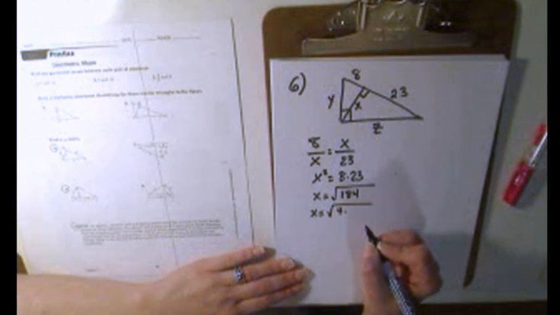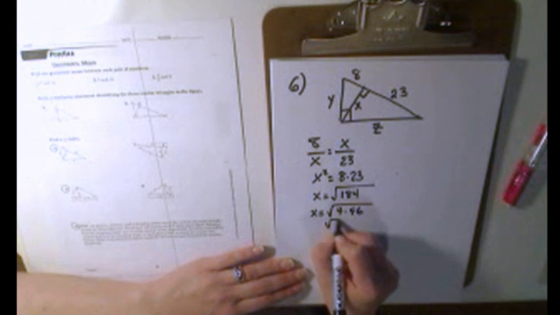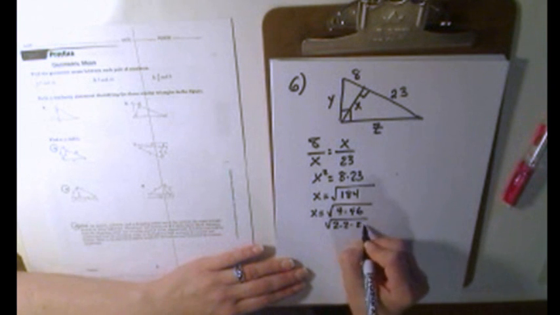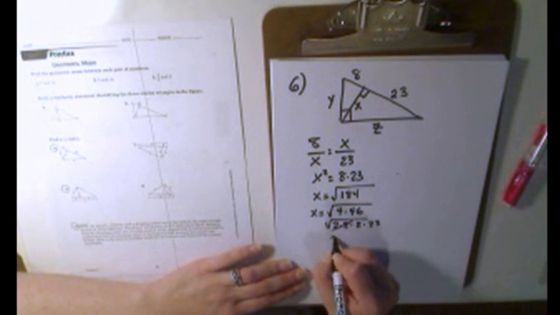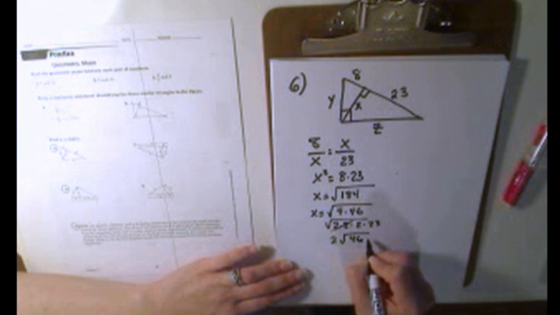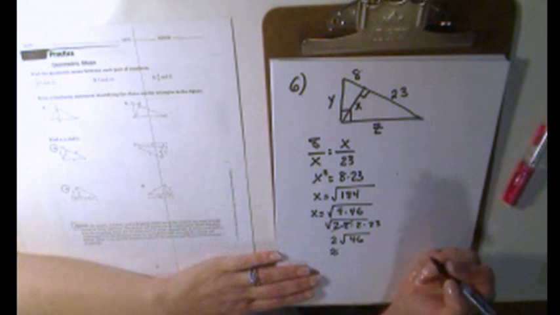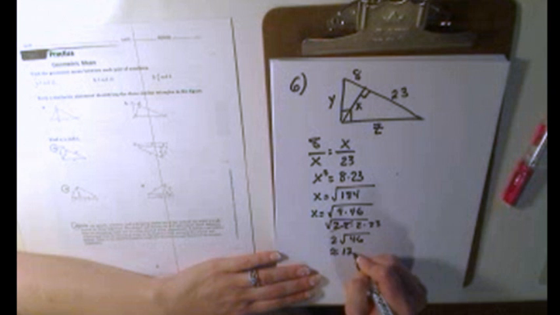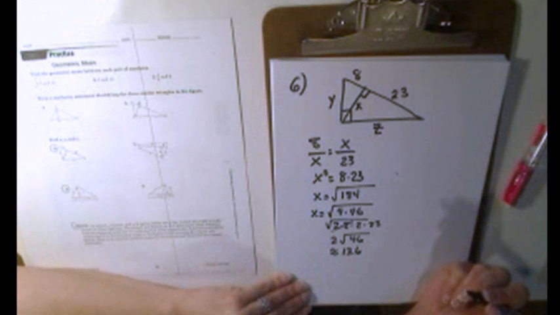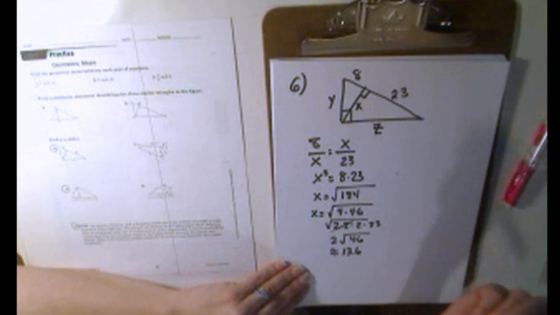4 times 46. 2 times 2 times 2 times 23. So it's going to be 2 roots of 46, which is approximately 13.6. So we got x. Now let's get y.